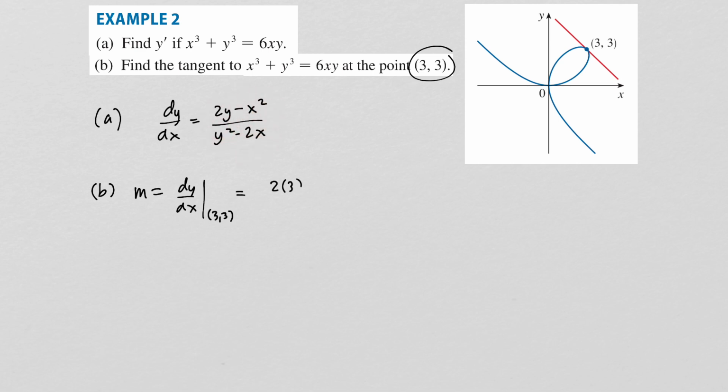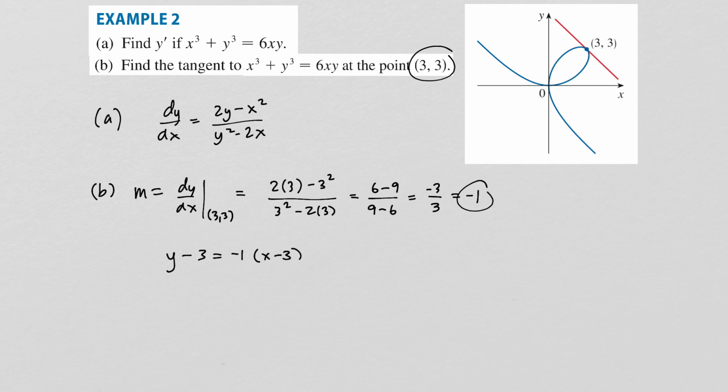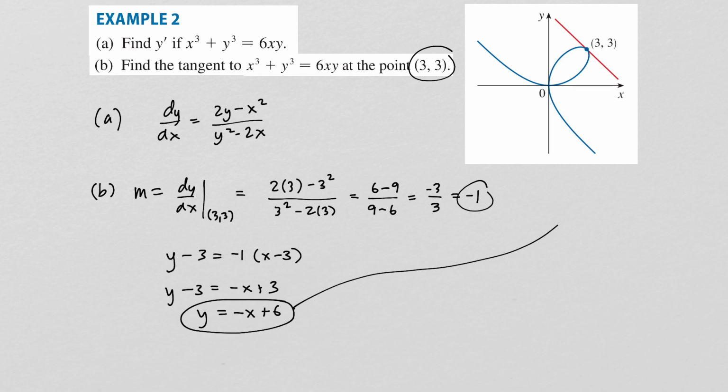So this will be 2 times 3 minus 3 squared divided by 3 squared minus 2 times 3. And this is 6 minus 9 divided by 9 minus 6, which is negative 3 divided by positive 3, which equals negative 1. And now once we have our slope, we can apply the equation of a line formula, the point slope formula, to get the equation of the line. And when you solve for y, you end up getting y equals negative x plus 6. And that is the equation of our tangent line that you see here.